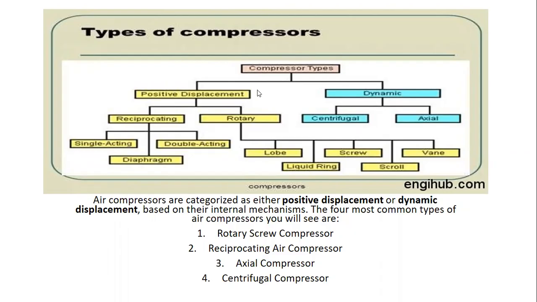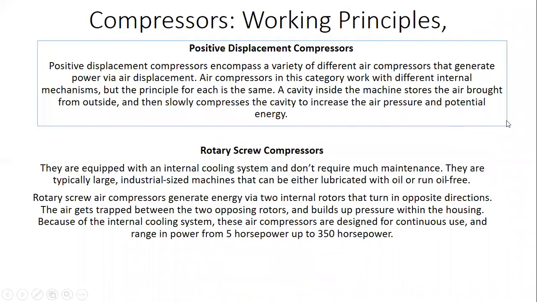All right, while that is going on, there are basically four most common types of air compressors. There is a rotary screw compressor, there is a reciprocating air compressor, there is the axial compressor, and the centrifugal compressor. These are the main ones we are going to be looking at. Let us look at some of the definitions of these compressors that I have mentioned.